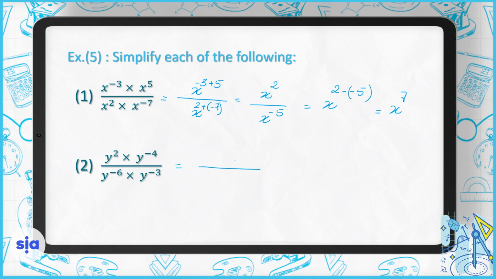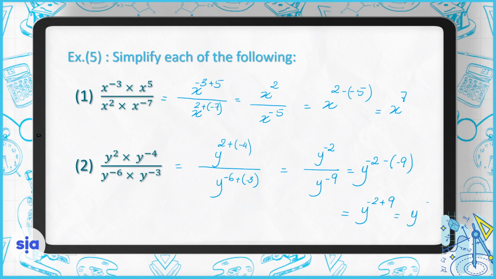Question 2, they're having the same base up, so when we multiply, we add the power. They're having the same base down. When we multiply, we add the power. So it's y to the power of negative 2 divided by y to the power of negative 9. When we divide, we subtract the powers, so it's negative 2 minus negative 9. Then the final result is y to the power of negative 2 plus 9. Then the power in this case will be 7. So the final answer will be y to the power of 7.